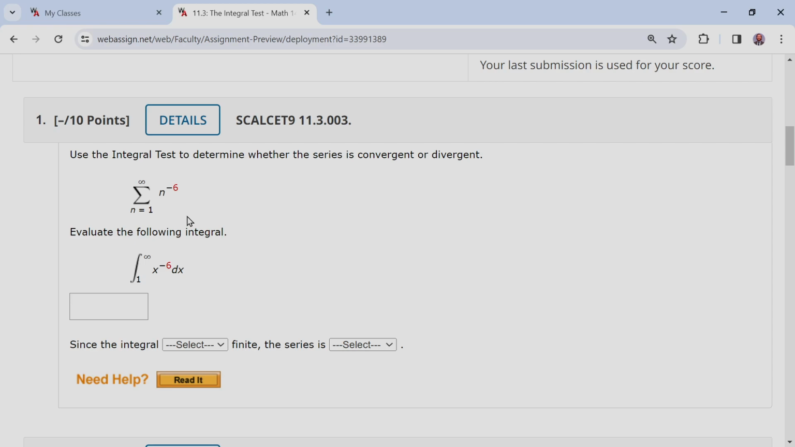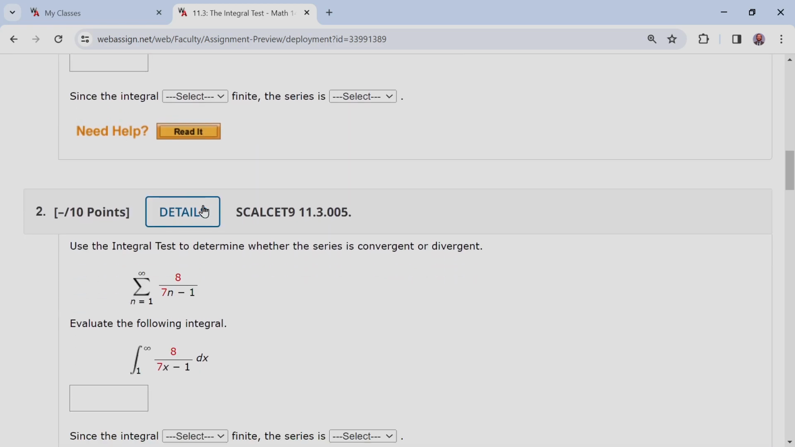That being said, because our function is positive, decreasing, and continuous on the interval 1 to infinity, we can just integrate x to the minus 6, using the power rule here, evaluate the improper integral, and the improper integral and the series will have the exact same convergence behavior overall. It doesn't mean that they will converge to the same value. It just means they'll have the same overall behavior. So if one converges, the other converges. If one diverges, the other diverges.